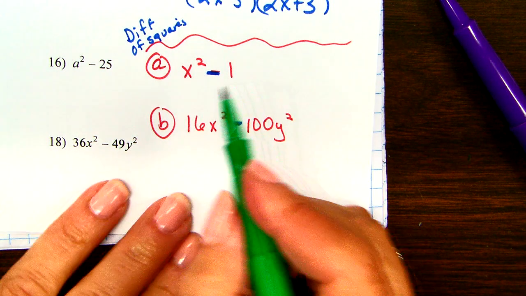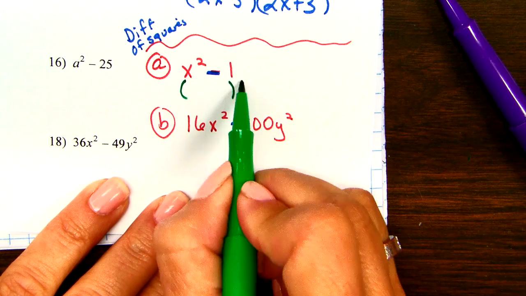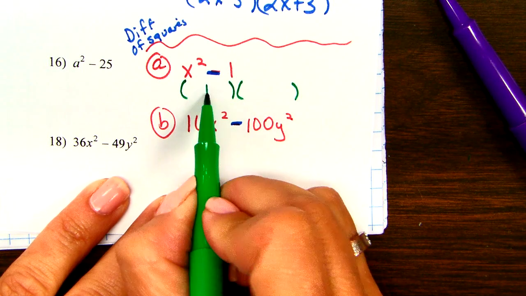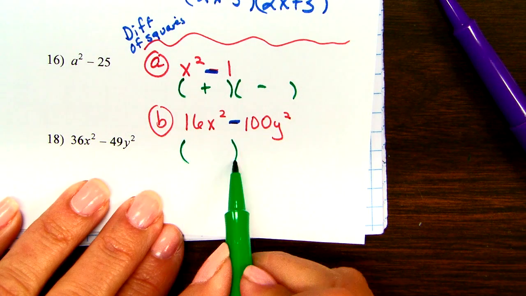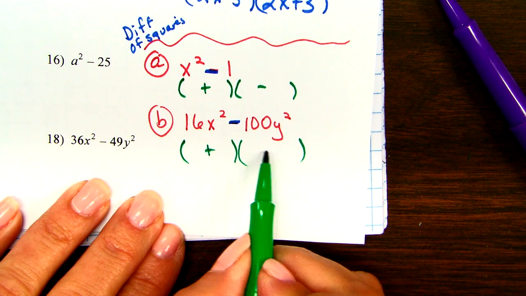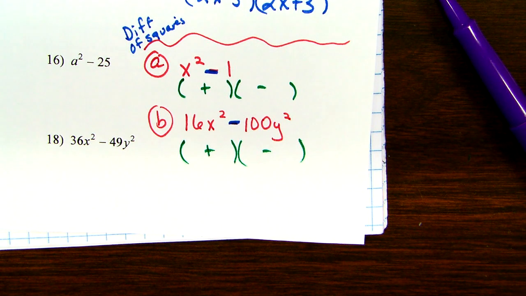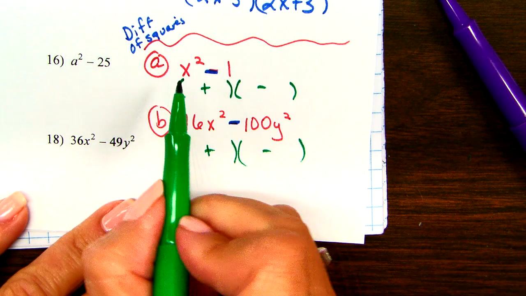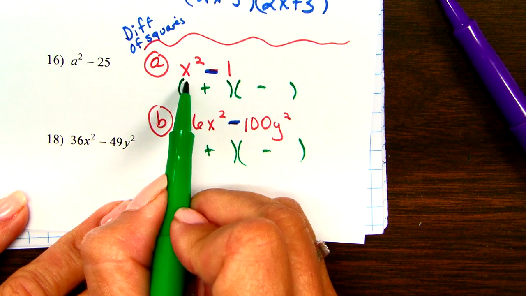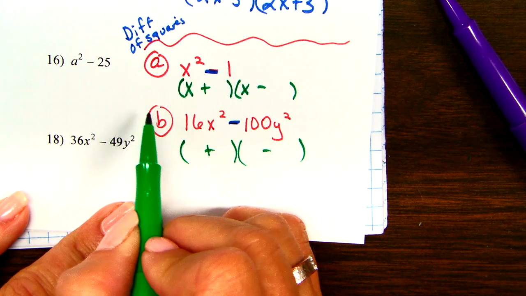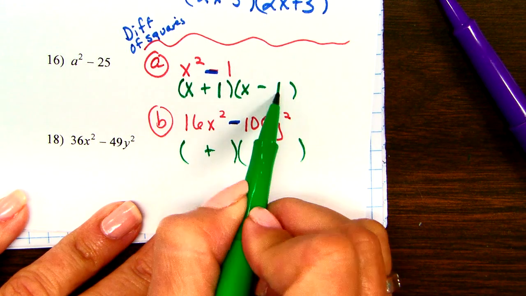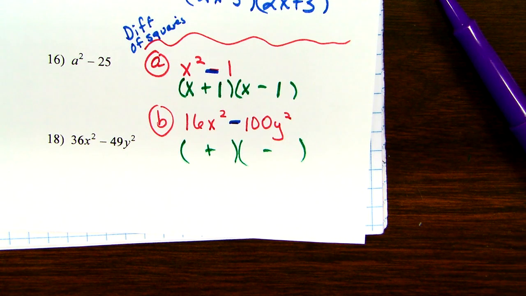And these are super fast. We make 2 parentheses with 2 different signs. There's always going to be a positive and a negative. Same thing here. 2 parentheses, 2 different signs. And then you just do the square root. So the square root of x squared, like I said, is x. We put x in the front of each set of parentheses because it's the front of the binomial. And then the square root of 1 in the back. Done.